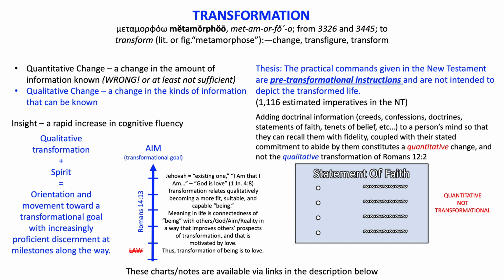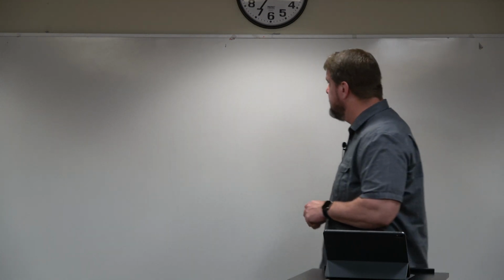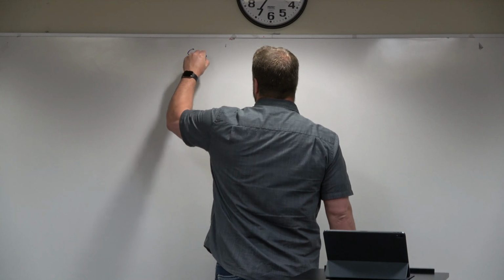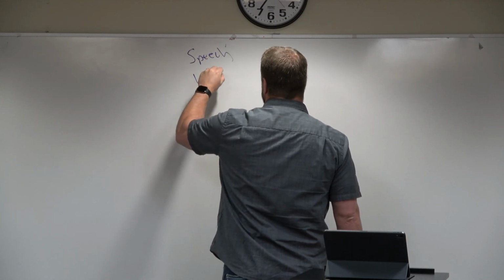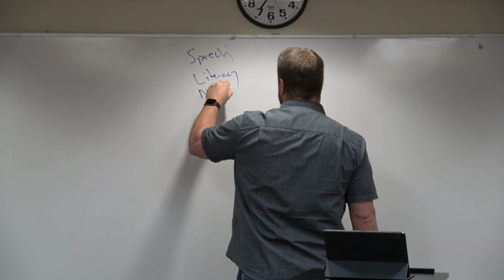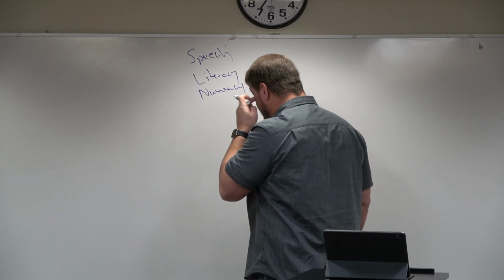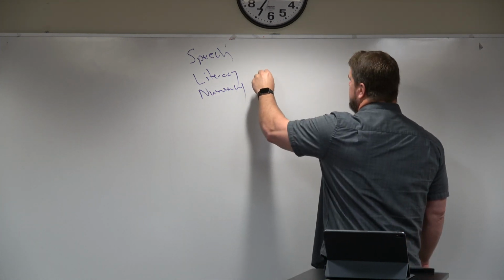As we're looking at Romans chapter 12, verse 2, so an insight that helps you transform. An insight is a rapid increase in cognitive fluency. And your mind can operate off certain psychotechnologies that help it work better. Some of the most common psychotechnologies we have are speech, literacy, and numeracy, right? And then you have psychotechnologies that are mental, embodied, and pharmacological.